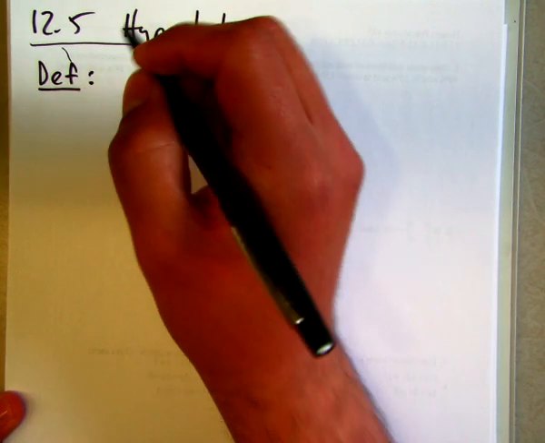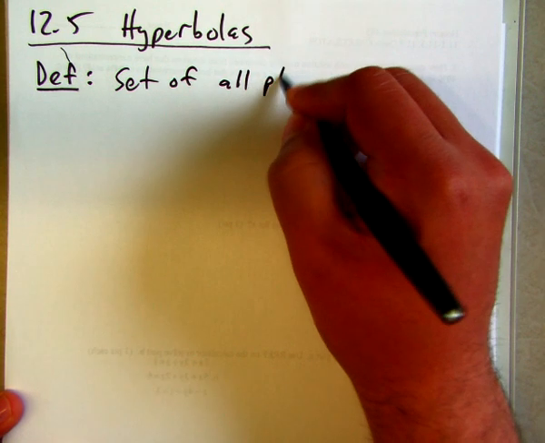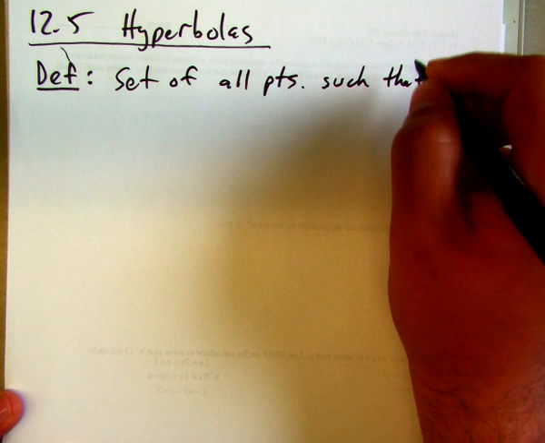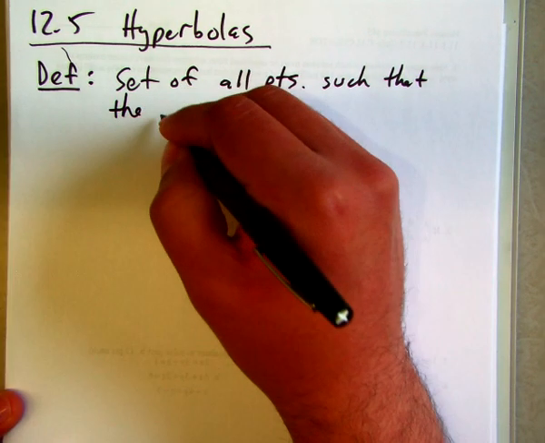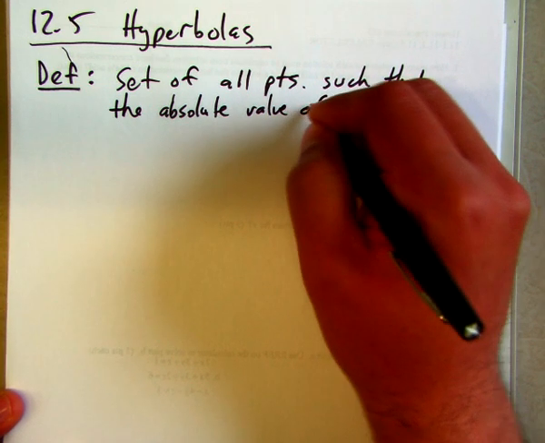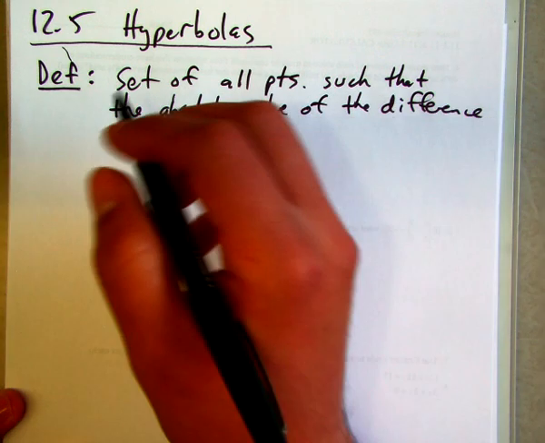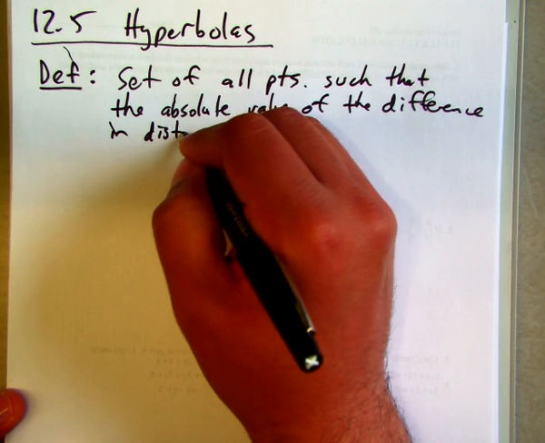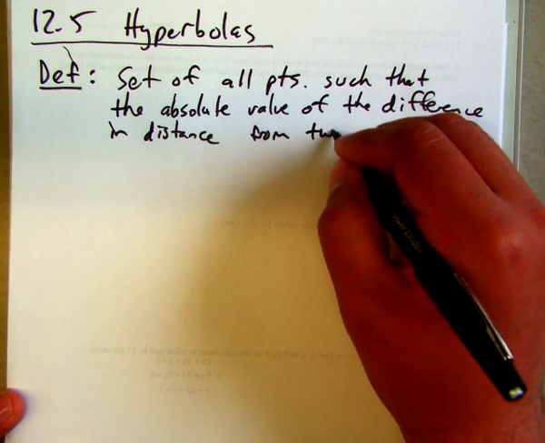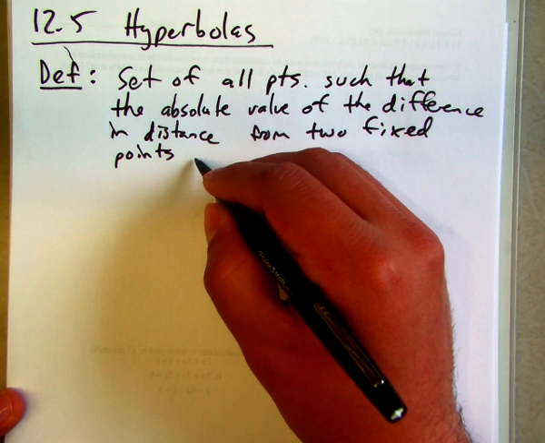Here's the definition. It's the set of all points such that the absolute value of the difference in distance from two fixed points, again those are the foci, is constant.